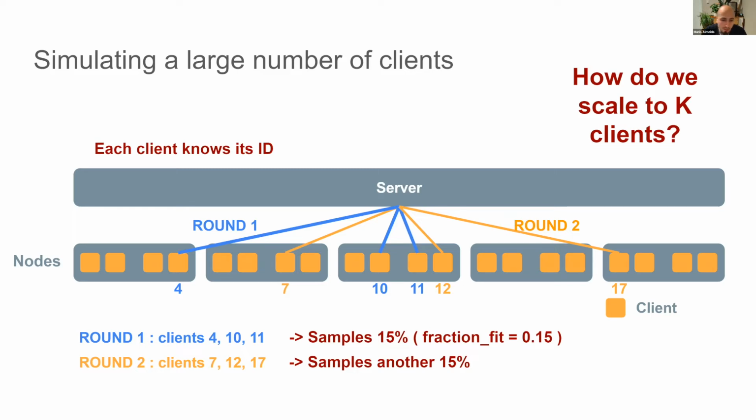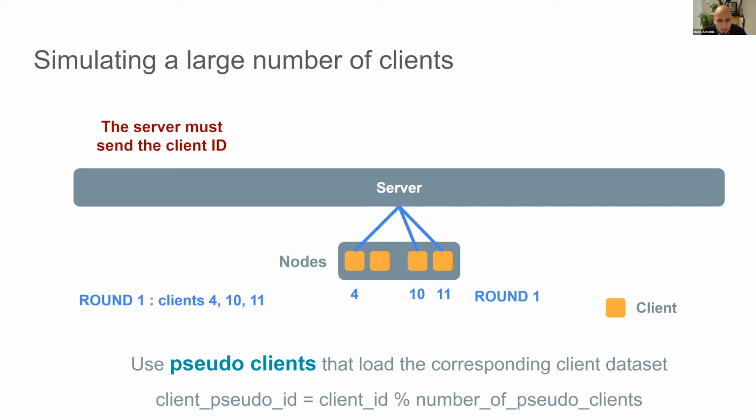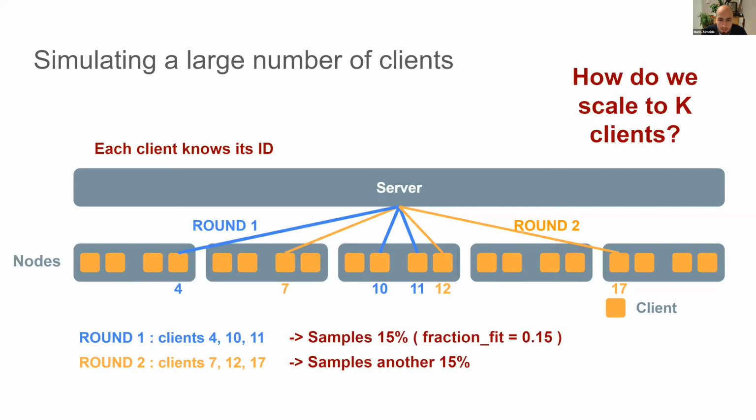So it's quite challenging to release, for example, the memory that you allocate on GPU without resorting to things like killing the process that allocated the memory in the first place. So one very cool trick that you can do in order to scale to the thousands of clients is to use pseudo clients.